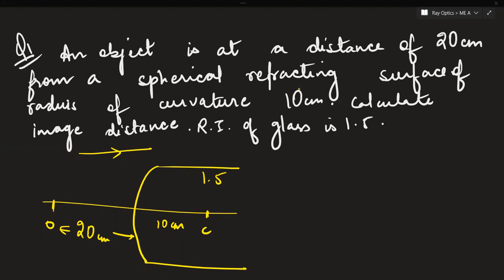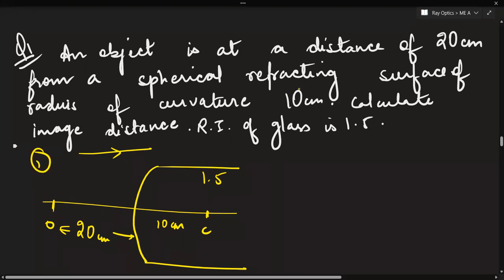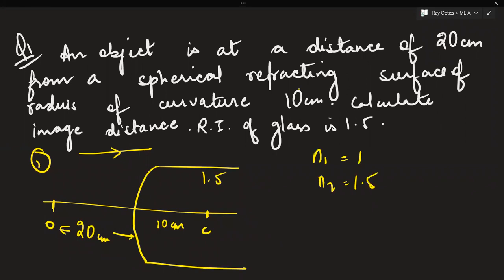So see, the surrounding is air. See what all things we have. N1 is equal to 1, air. N2 is given to you, 1.5, the refractive index of glass. Object distance is also given, minus 20 centimeters. Radius of curvature here will be positive, it's on the opposite side, so that will be plus 10 centimeters. Image distance we have to find out. So it is a formula based question.